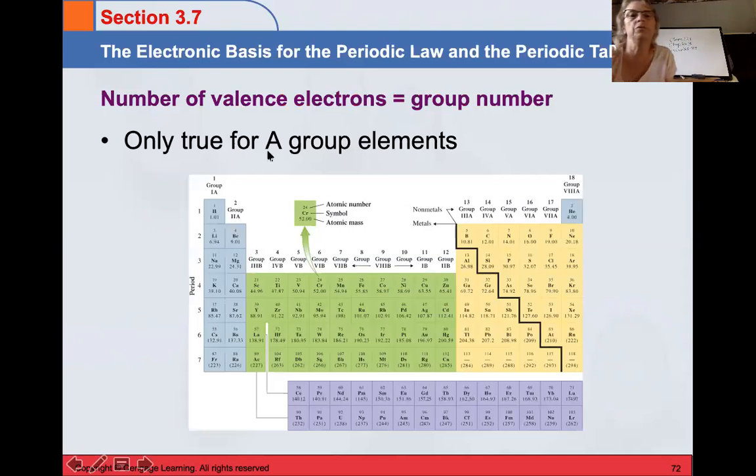This is only true for A group elements. So all of the elements in group 1 have a single electron in their valence shell. All of the elements in group 2 have 2 electrons in their outermost or valence shell, and the number of valence electrons is equal to the group number. All of the elements in group 5 have 5 electrons in their outermost shell. All the elements in group 6 have 6 electrons in their outermost or valence shell.